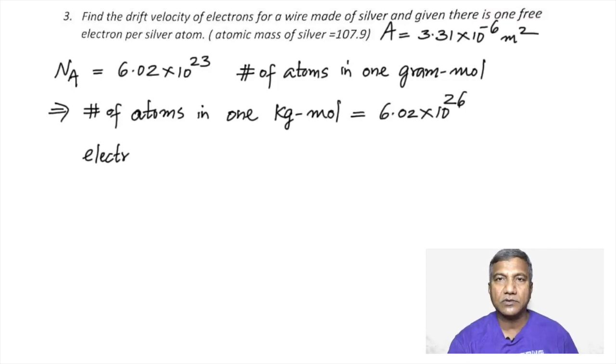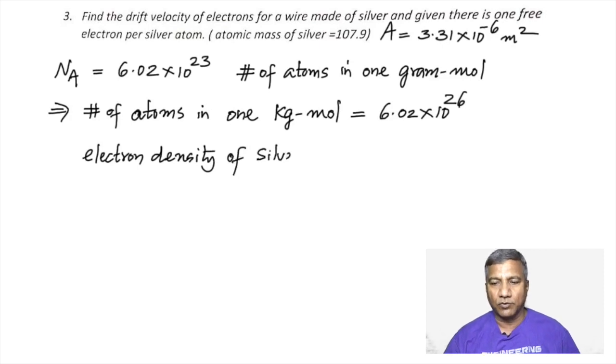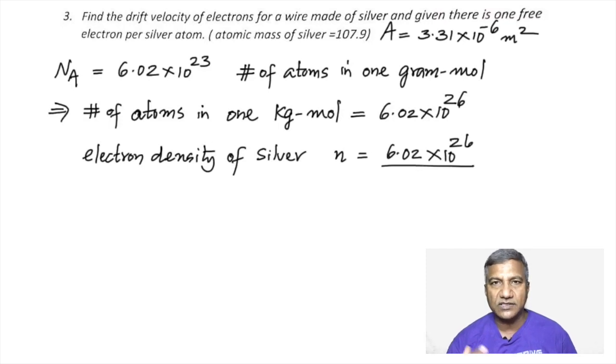So the 10 to the power 23 becomes 10 to the power 26, because 1000 grams make a kilogram. So the number of atoms in 1 kilogram mole is Avogadro number multiplied by 1000. And since there is 1 electron per atom, the number of electrons would be the same, but now we're trying to find the electron density of silver.